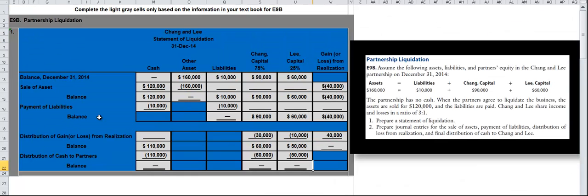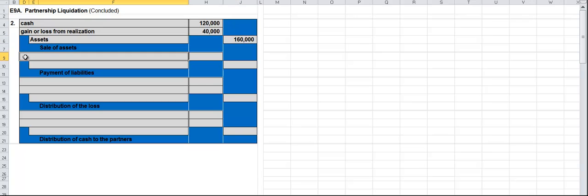Then we had the payment of our liabilities, which were $10,000, so we need to do the journal entry for that. We paid off our liabilities, so we will debit our liability accounts and credit our cash account, since we used cash to pay it off, and our liabilities were $10,000.